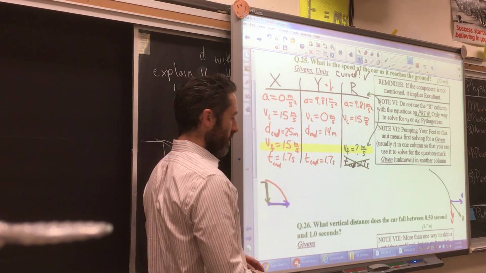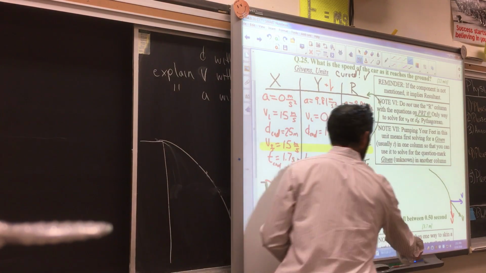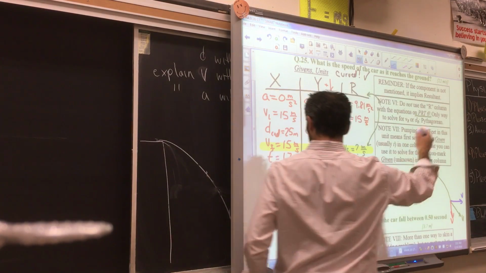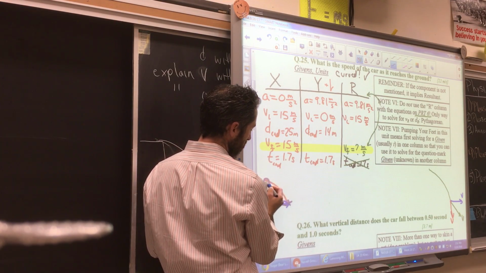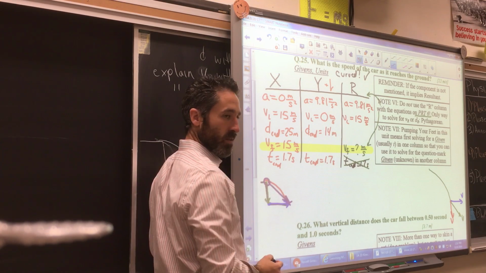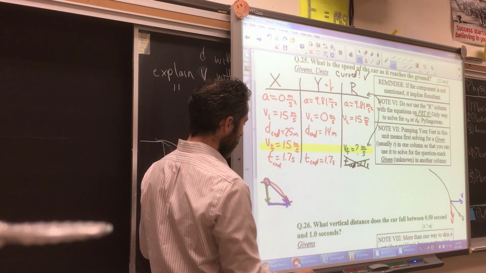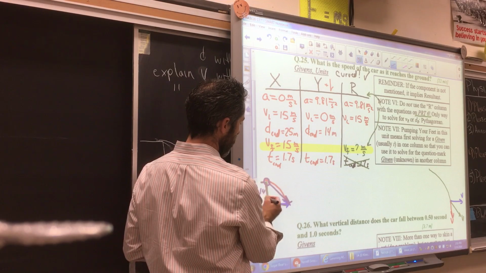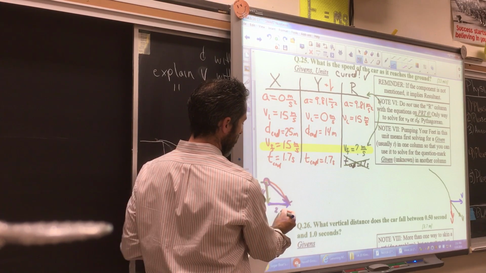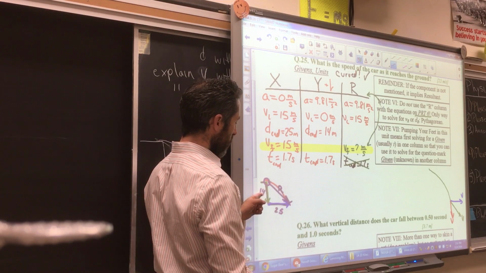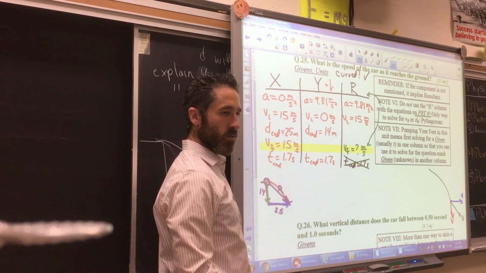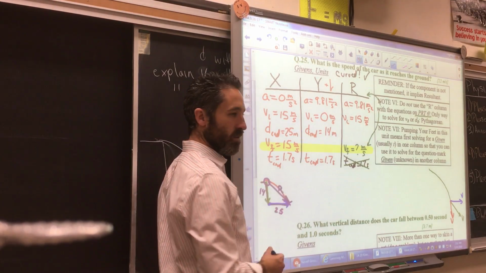Now if you put arrowheads on them, the resultant displacement would be, circle the start, x the finish. Here's the start, here's the finish. This would be the resultant displacement. This is 14, this is 25, this is your resultant. 14 squared plus 25 squared equals r squared, solve for r. That would be your resultant displacement.